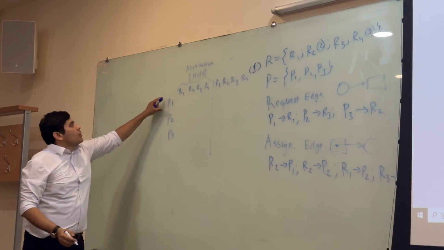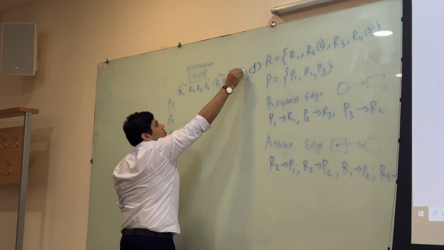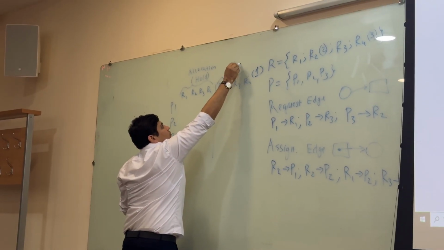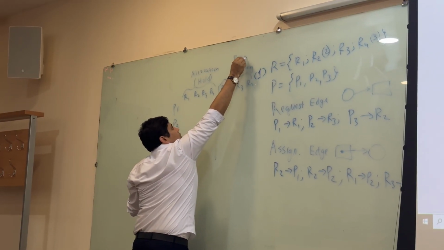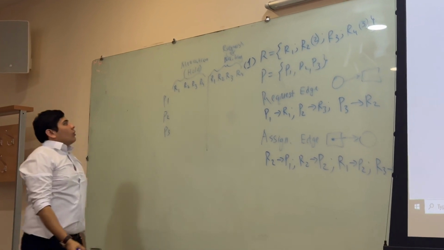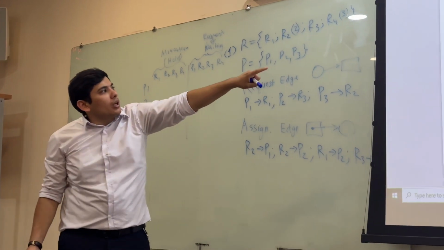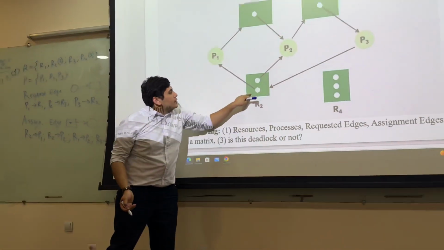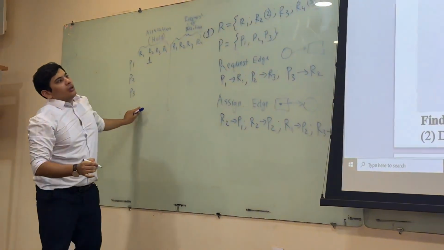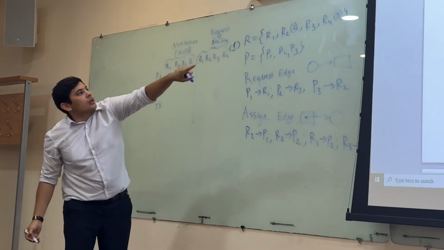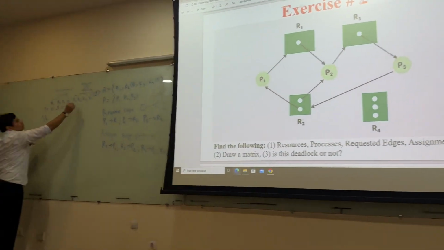For P1, out of these, which one is held? And this other part is called the request resource, which basically means waiting, or requesting. P1 is holding only one instance of R2, so for R2 we write 1. And it is requesting R1. All others are going to be 0.